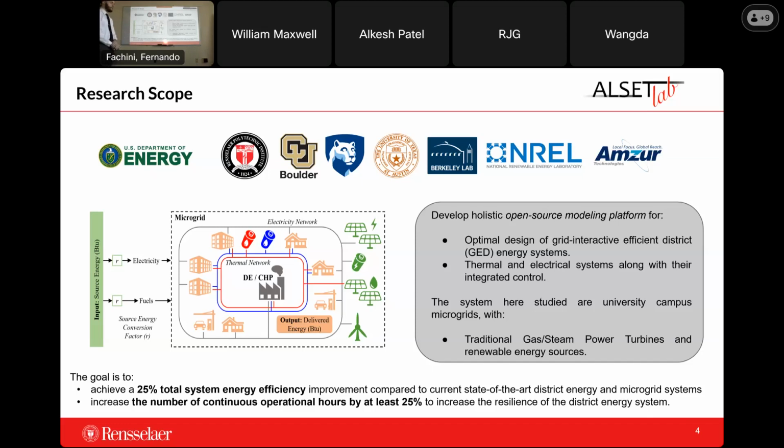The overall goal of the project was to achieve a 25% improvement in total system energy efficiency compared to the state of the art, and also to increase the number of continuous operations by at least 25%, which is related to the increase of resiliency. And the scope of my research is more focused on the resiliency aspect.